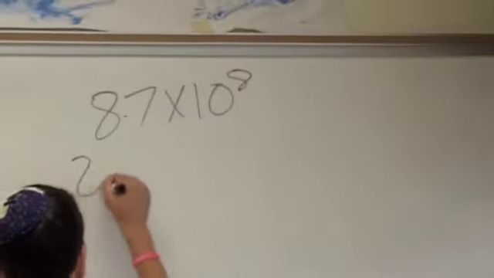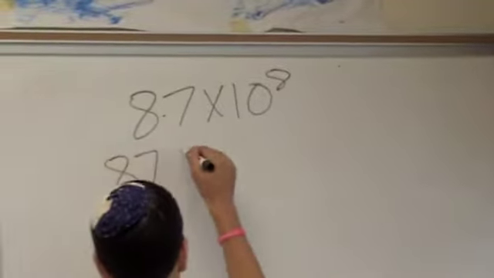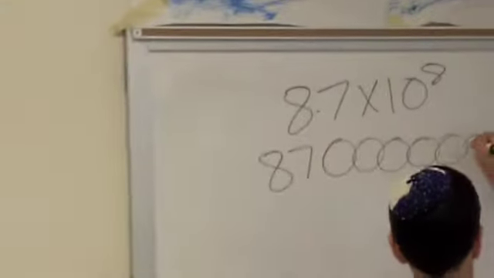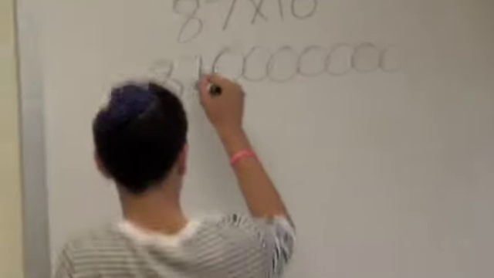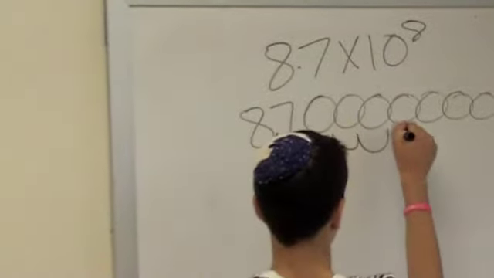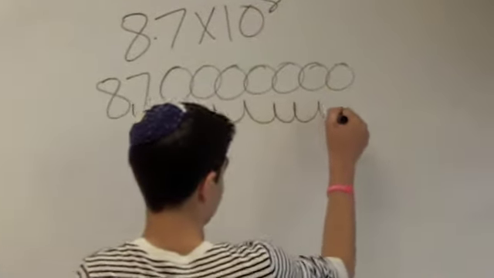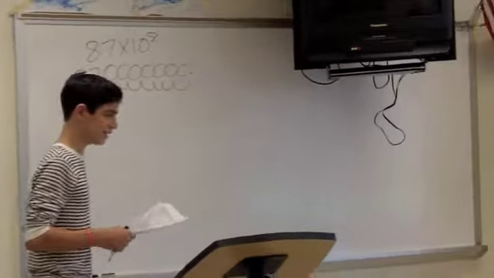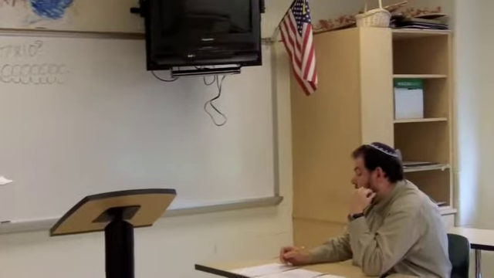You make it 8, 7, and then you do 7 zeros. And the decimal is here because it has to be from 1 to 10. 8 is between 1 and 10. And you're going to move the decimal 8 times to the right. 1, 2, 3, 4, 5, 6, 7, 8. Thus, it is in standard form. You understand that, Sandy? It's pretty simple.